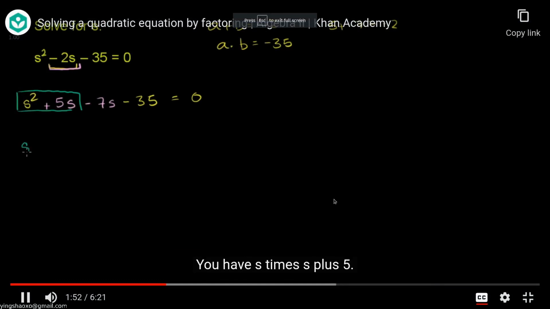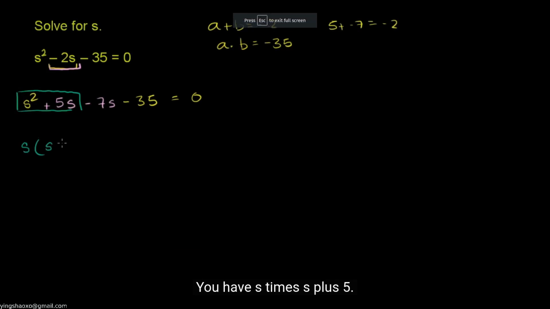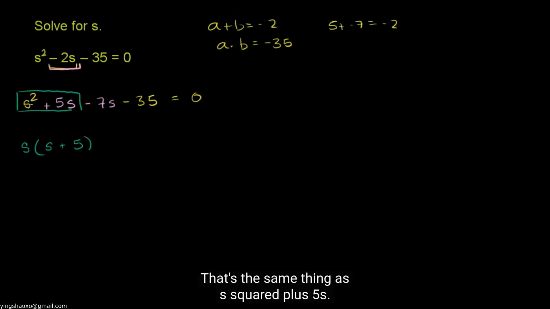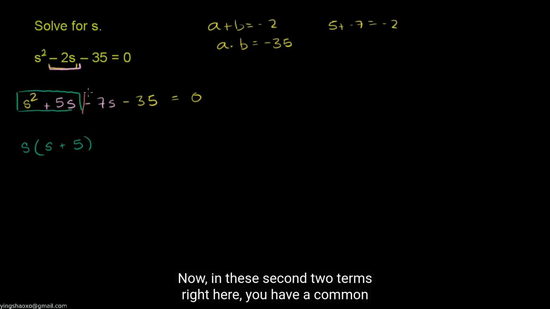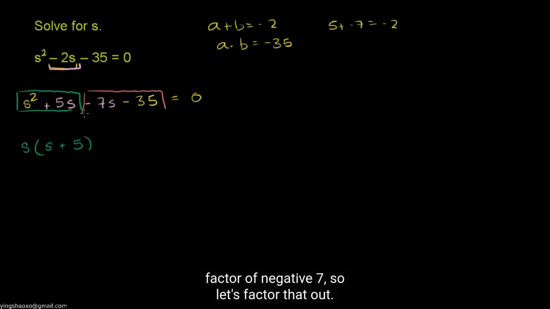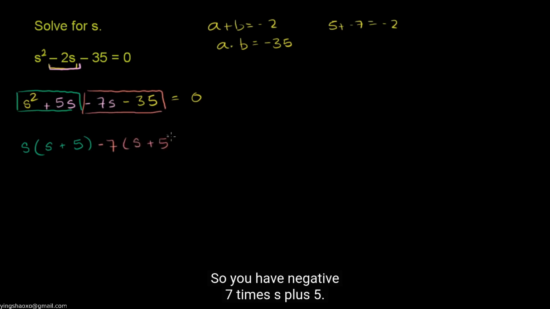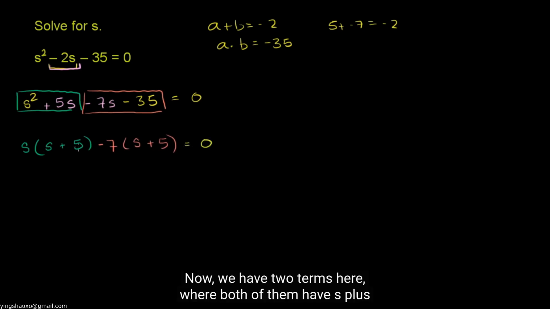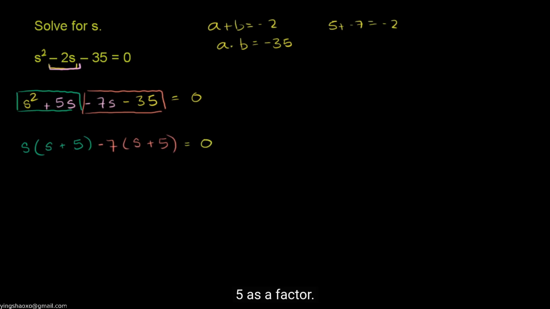Common factor of s. So let's factor that out. You have s times s plus 5. That's the same thing as s squared plus 5s. Now in these second two terms right here, you have a common factor of negative 7. So let's factor that out. So you have negative 7 times s plus 5. And of course, all of that is equal to 0. Now we have two terms here where both of them have s plus 5 as a factor.